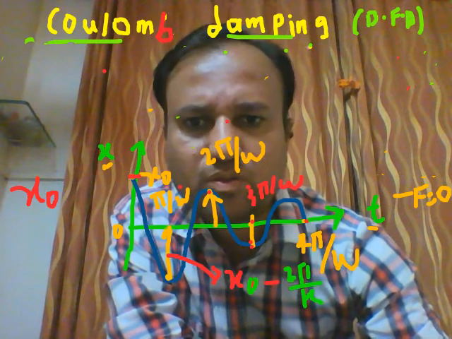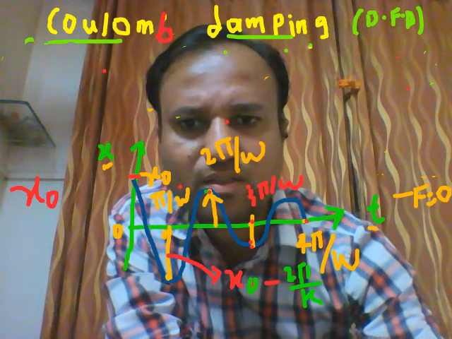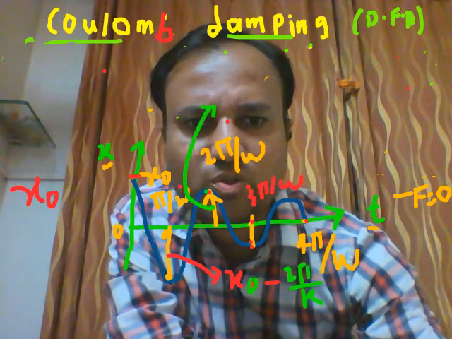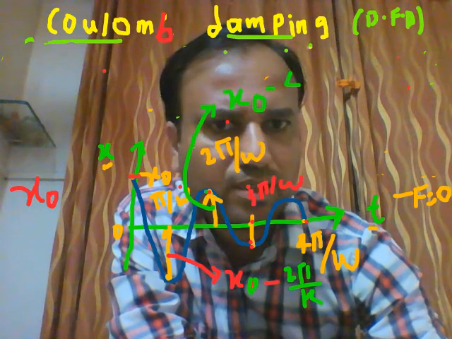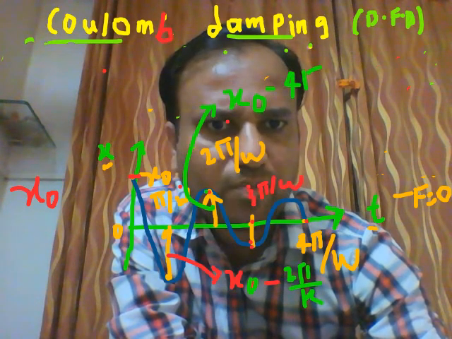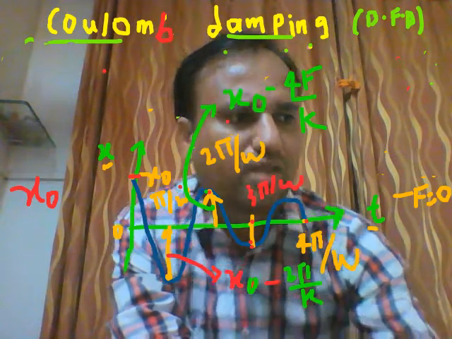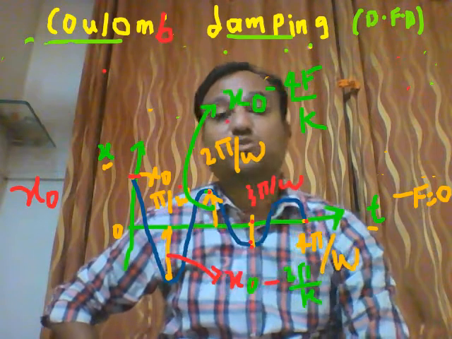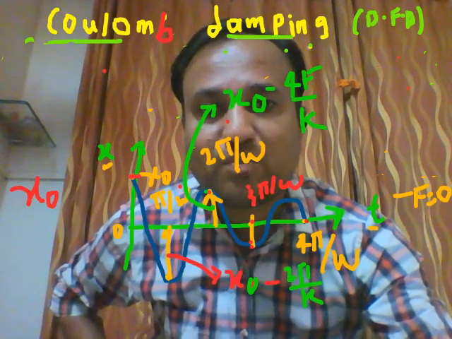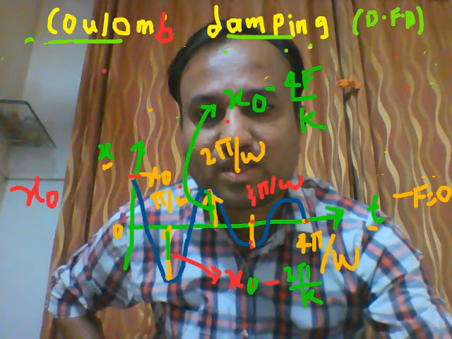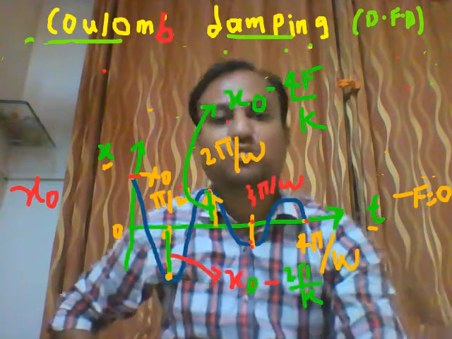So then here amplitude x2 will be x0 minus 4f by k, and so on. Sorry student, one complete cycle. Here 2 cycles I have considered. 2 pi by w, this is half cycle. So x0 by x0 minus 2f by k.